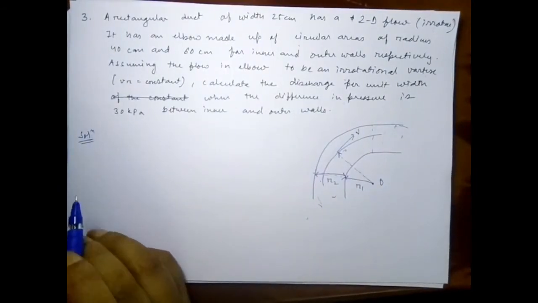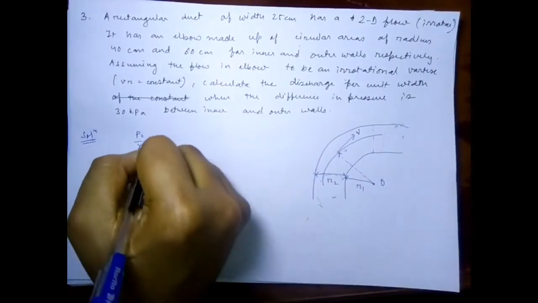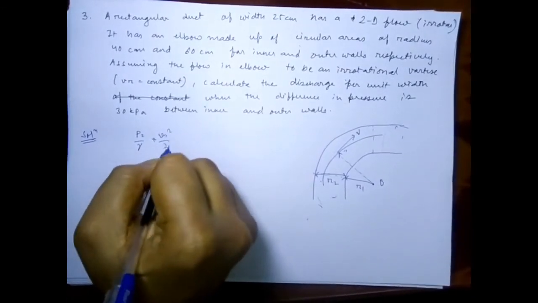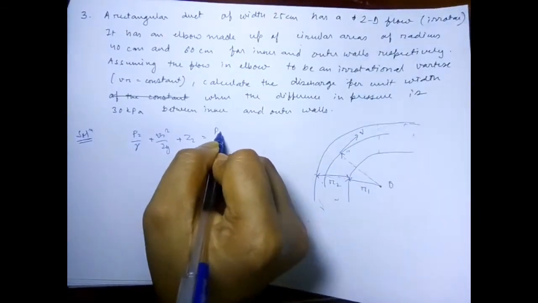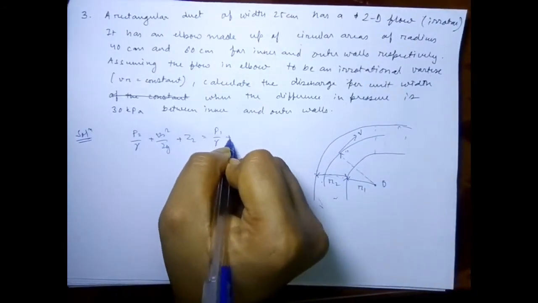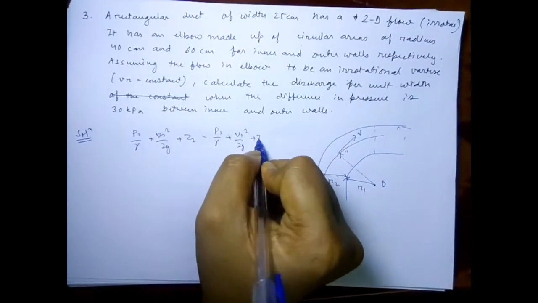So let's use Bernoulli's equation: P2 upon gamma plus V2 square upon 2G plus Z2 is equal to P1 upon gamma plus V1 square upon 2G plus Z1.